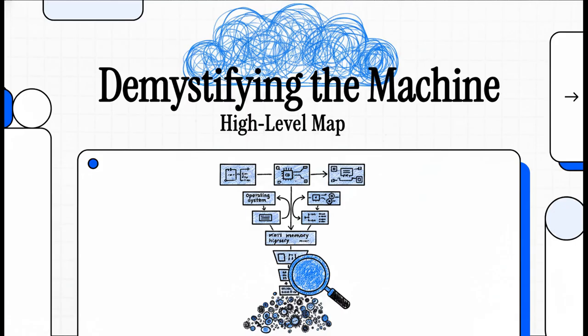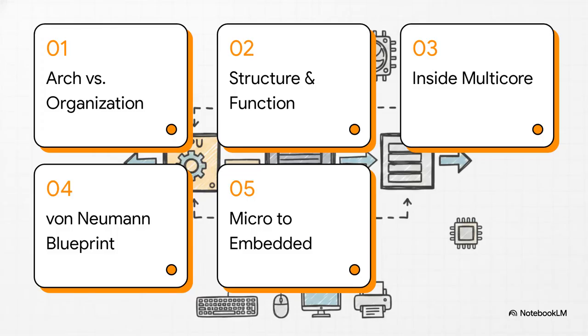We'll be taking a top-down zoom into computer architecture, giving you a complete high-level map of the territory so you know exactly how the big picture fits together before we get into the microscopic weeds. Think of me as your guide today. Here's our roadmap. First, architecture versus organization. Second, computer structure and function. Third, inside multi-core computers. Fourth, the von Neumann blueprint. And finally, microprocessors to embedded systems.